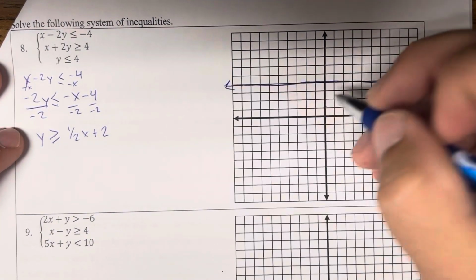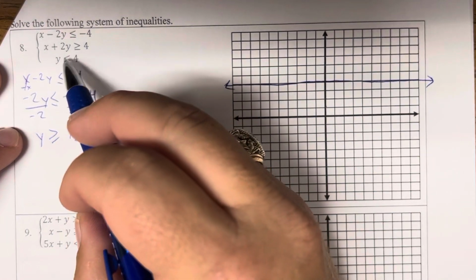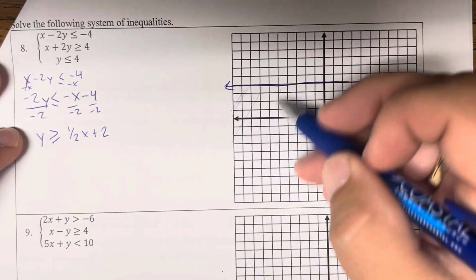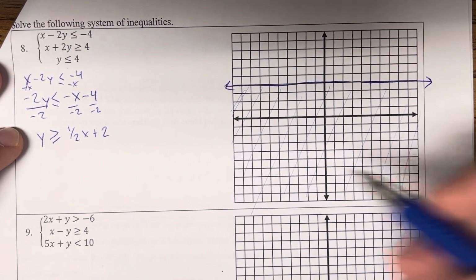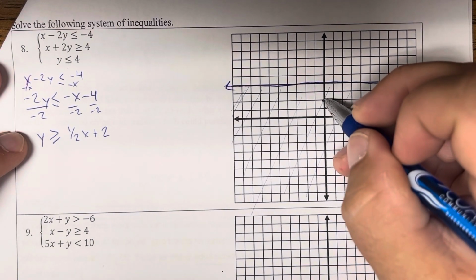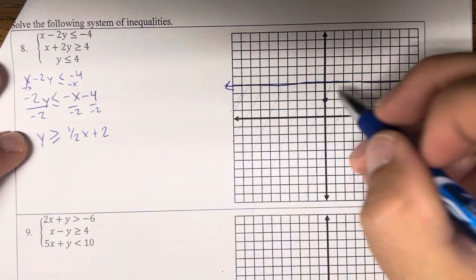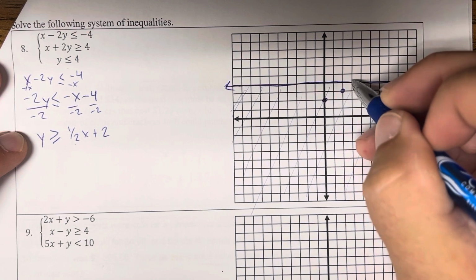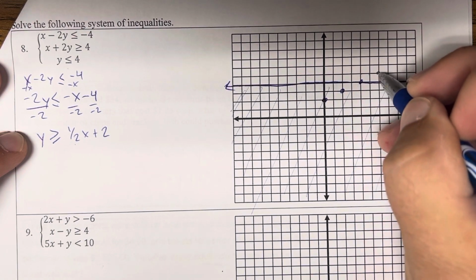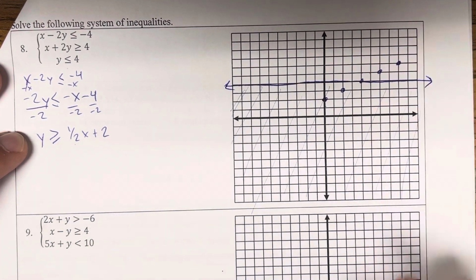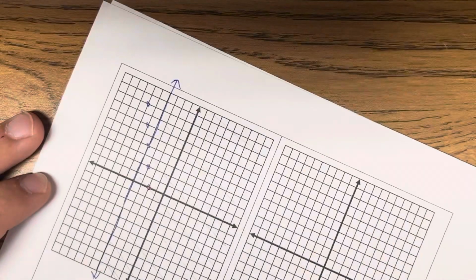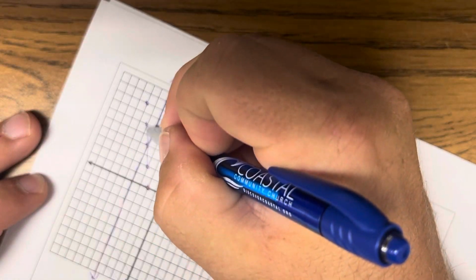So we're going to start at 2. Oh, sorry, and this one was less than, so we're going to do kind of a light shading down below. So then 1/2 x plus 2, we're going to start here, and my slope is 1/2. So we're going to go up 1 over 2, up 1, right 2, up 1, right 2. And then we'll draw that line again. It's solid because it has the equals bar.